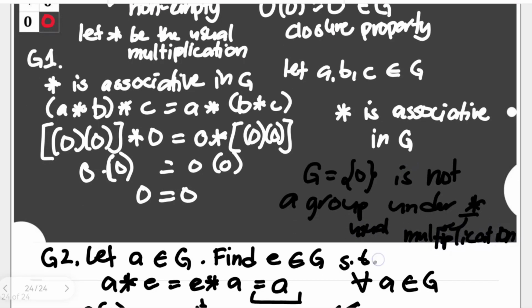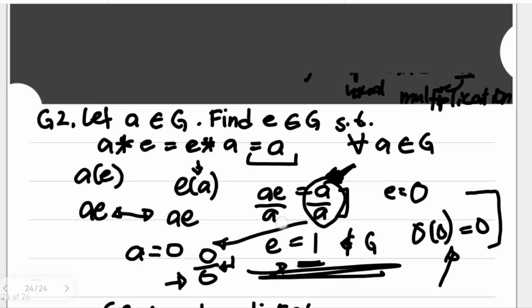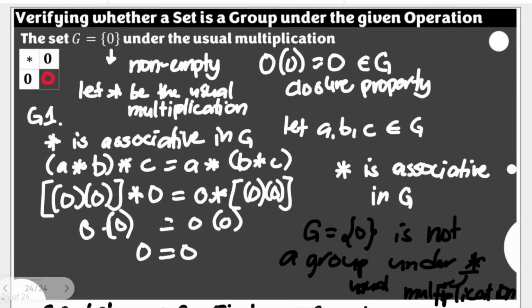For some who will accept this idea, you will still stop at G3. But G2 here, saying that there's no identity, is already enough for us to say that it's not a group. Because again, aside from a over a being 1 and not an element of G, in the first place this expression will have an indeterminate form if a is equal to 0. So again, with this, our set G, the set containing 0 under usual multiplication, is not a group.